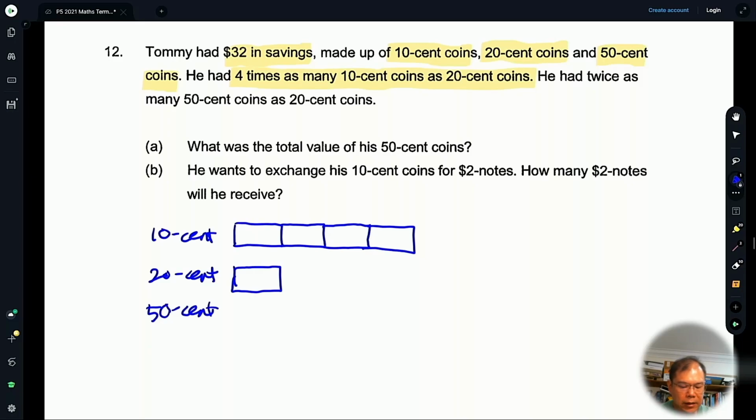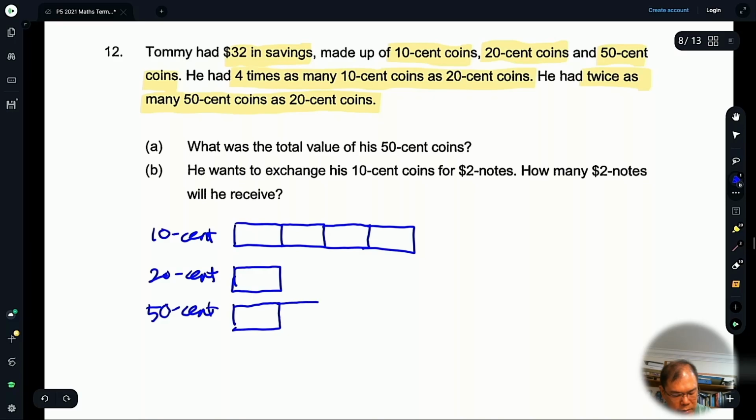Okay, now then he had twice as many 50-cent coins as 20-cent coins. So if you compare 50-cent coins and 20-cent coins, he had twice as many 50-cent coins than 20-cent coins. So if 20 cents is 1 unit, 50 cents is 2 units. Now, the number of units that is drawn here in the model is actually the actual number of coins.